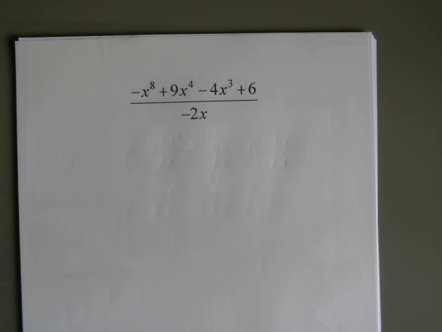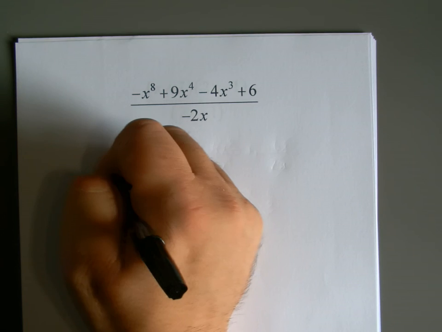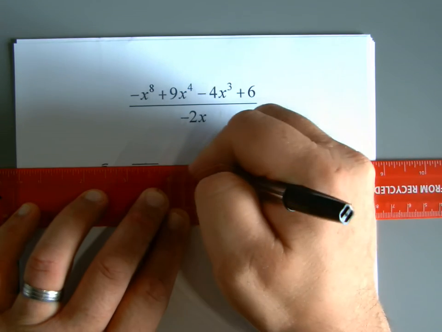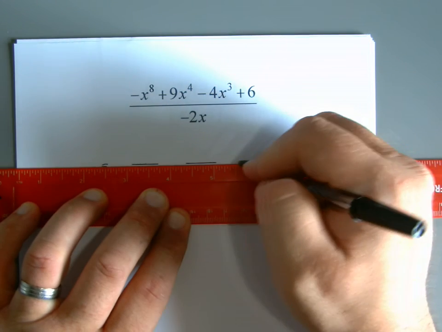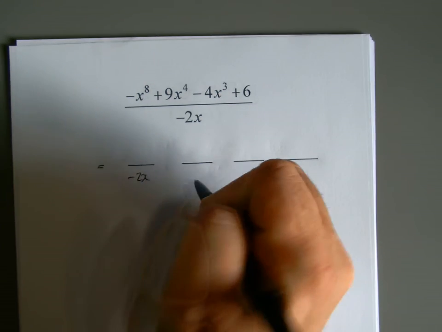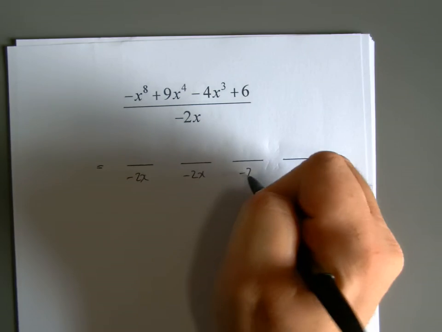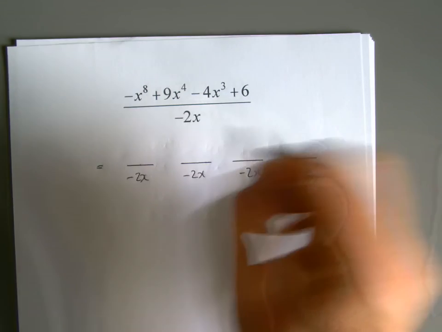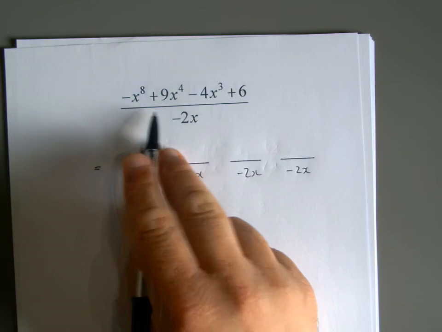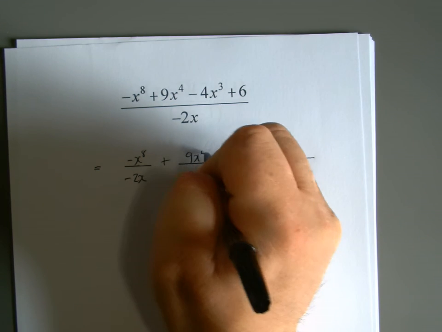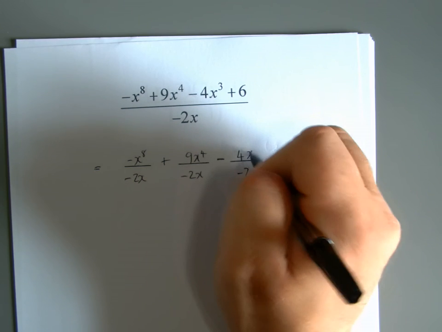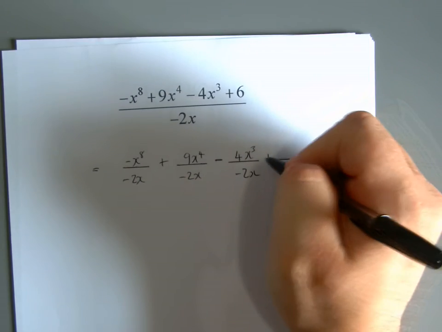So then let's look at this one. So we've got 4 terms this time. So that means when we split it up, we're going to have 4 individual fractions, and we want to divide each of those fractions by negative 2x. So I can write these on the bottom here. And then on the top, let's see what we've got. To start with, we've got negative x to the power 8. Then it's plus 9x to the power 4. Then it's minus 4x cubed, and at the end we've got plus 6 over there.